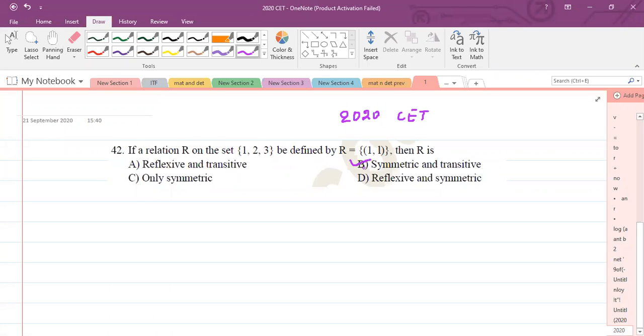Definitely it is option B because it cannot be reflexive. Because to become reflexive, it should be 1,1, 2,2, 3,3. But when it is only 1,1, definitely it is symmetric and transitive. Therefore, it is option B.